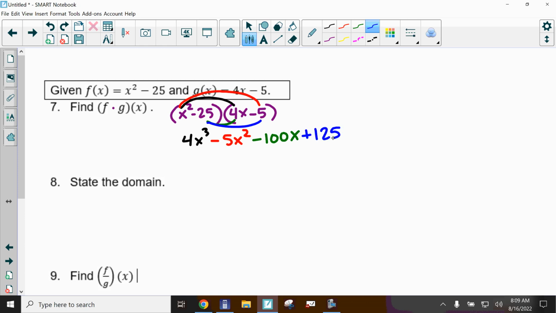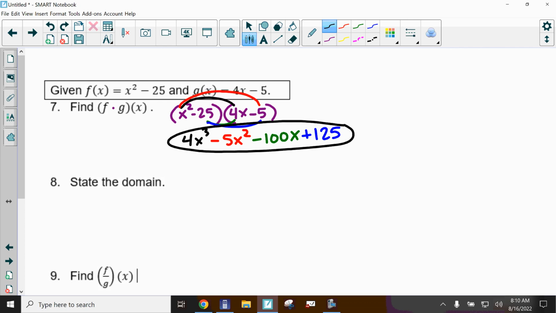Then we have to combine like terms. Usually on these types of problems, the like terms are right here in the middle, but it doesn't look like this has like terms. So that's actually the answer, and it's in order. When we put these in order, we have to do it by the exponent. So it goes x to the third, x squared, x, and then no x. So that's our final answer.